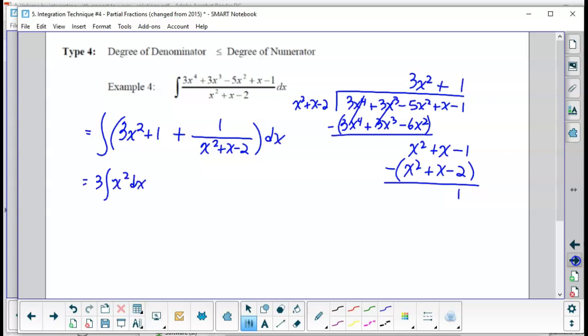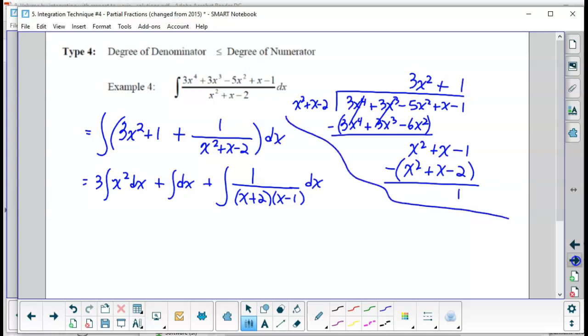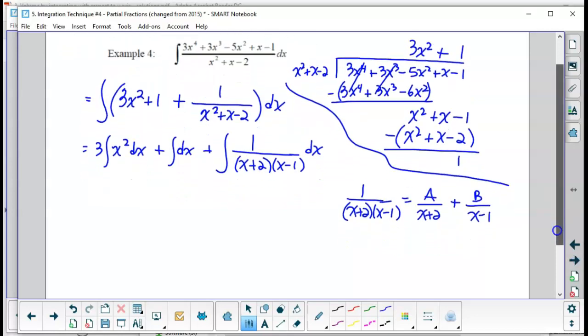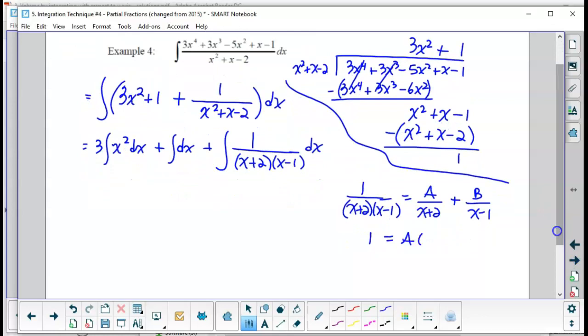All right, and then factor that denominator. That will be x plus 2 times x minus 1. And we did something similar. Oh, but it had a different numerator. Okay, so here, 1 over x plus 2 times x minus 1 equals a over x plus 2 plus b over x minus 1. So 1 equals a times x minus 1 plus b times x plus 2.